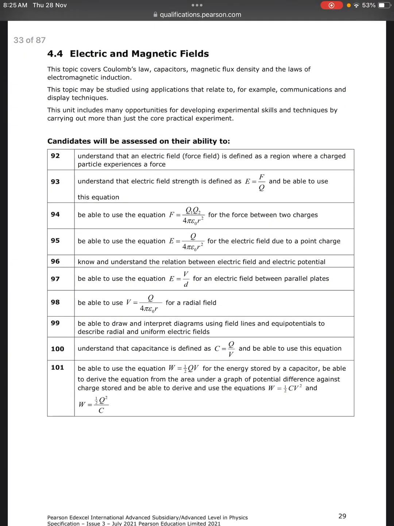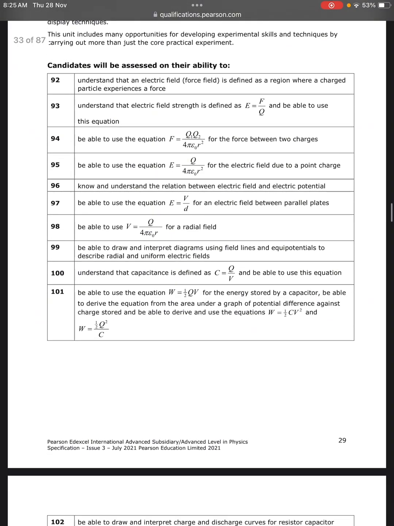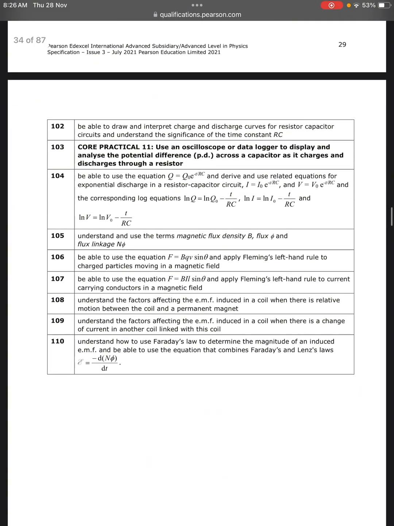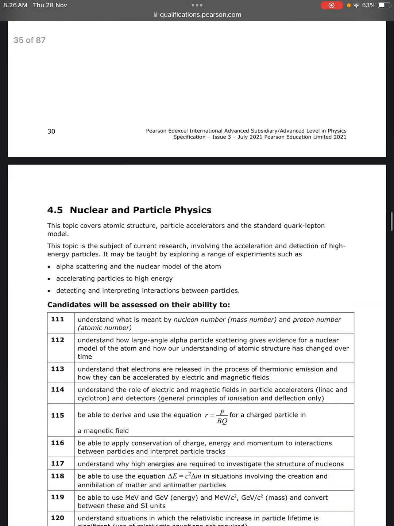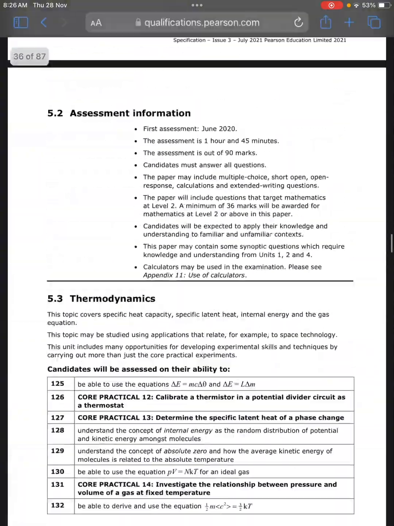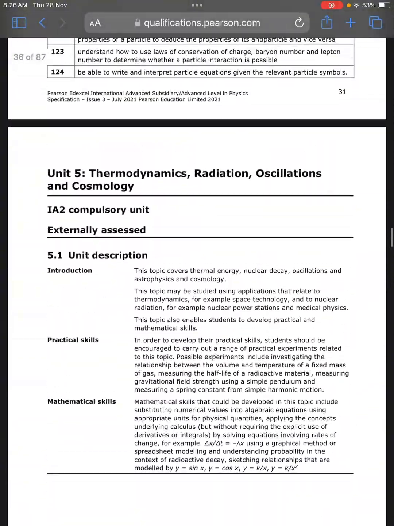Then if you go to part 4.4, electric and magnetic fields. For example, you can read here that you need to be able to use V is Q over 4 pi epsilon naught r for a radial electric field. This is something we will talk about, etc. So yeah, you can read about all the other units here. So this is it for the introductory video. We will kick this off with Unit 4 and see how it goes.